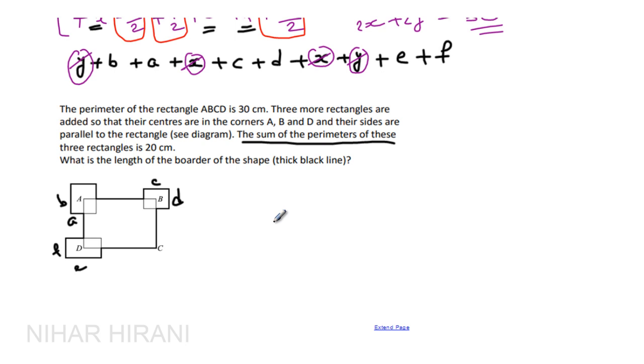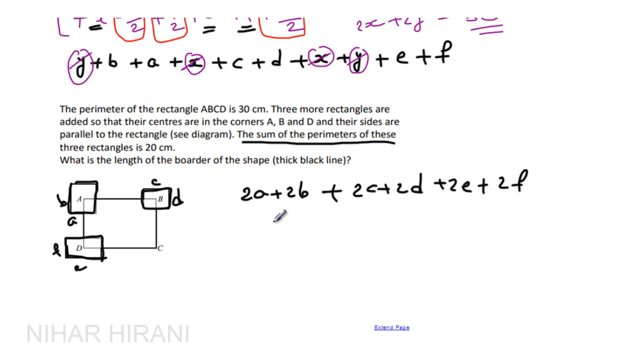So let's do it very quickly. So perimeter of this rectangle is A plus B, A plus B. It means 2A plus 2B. Plus perimeter of this rectangle is C plus D, C plus D. That means 2C plus 2D. Perimeter of this rectangle is E plus F, E plus F. That is 2E plus 2F. And that's equal to 20. That's what given in the question.